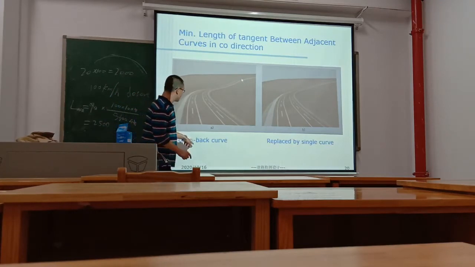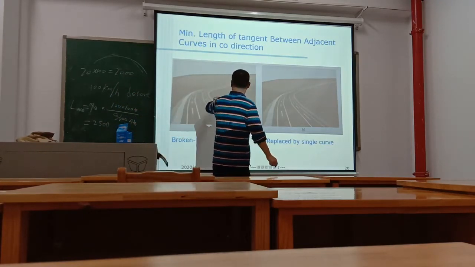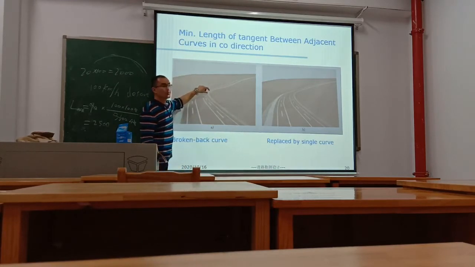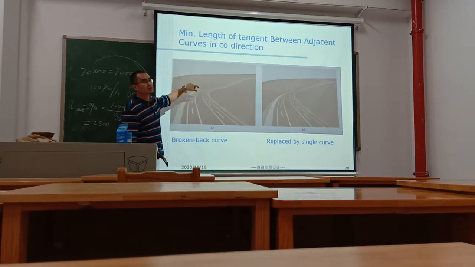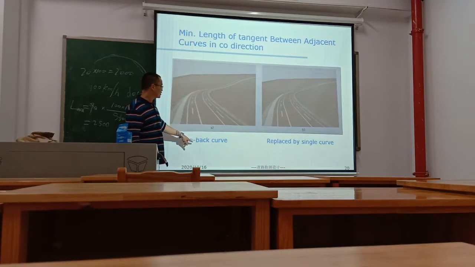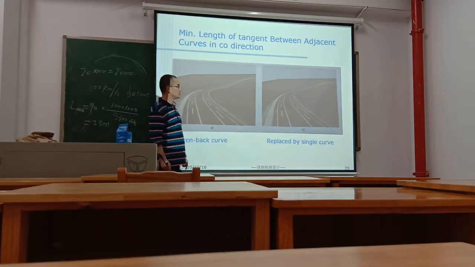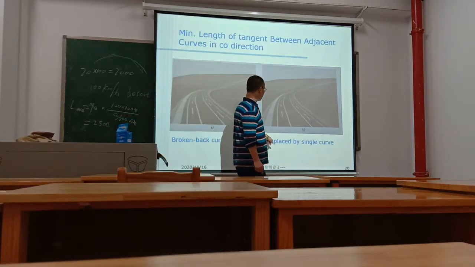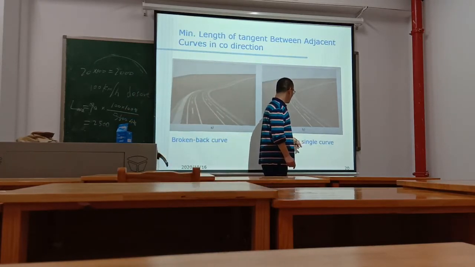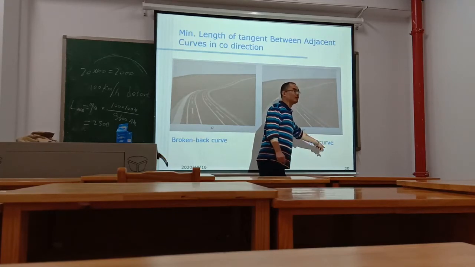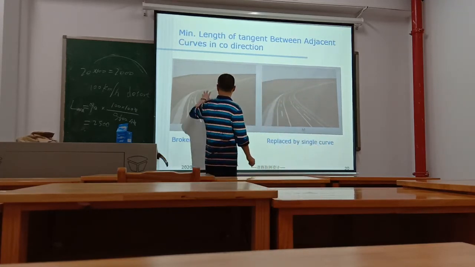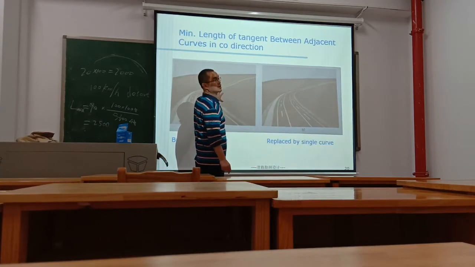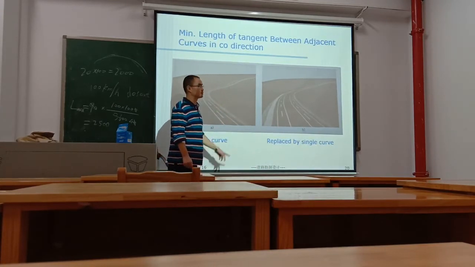This is a broken-back curve. There is a very small tangent or straight line between the circular curves, so it is not safe. We can use a single curve to replace the two circular curves.